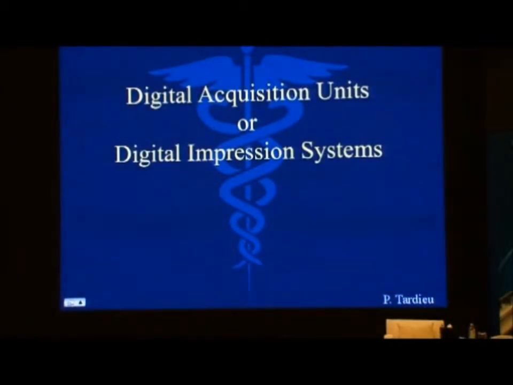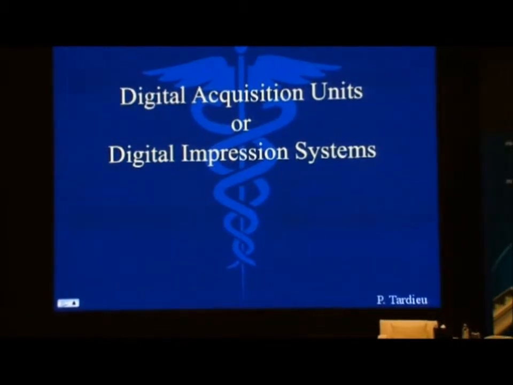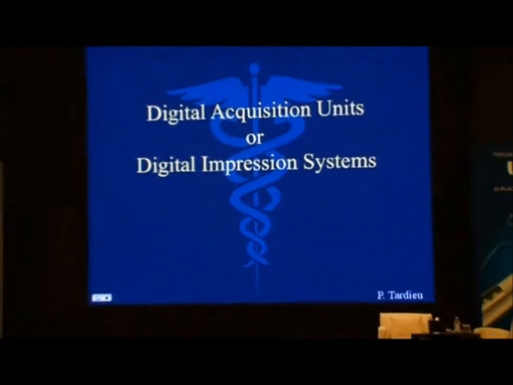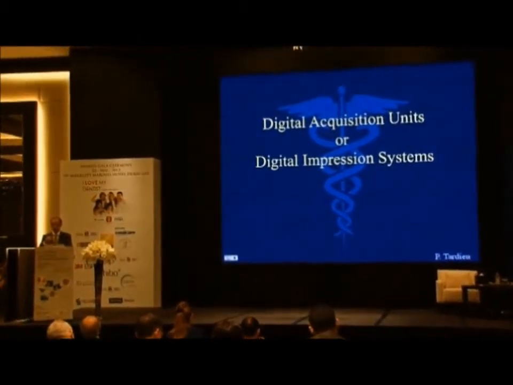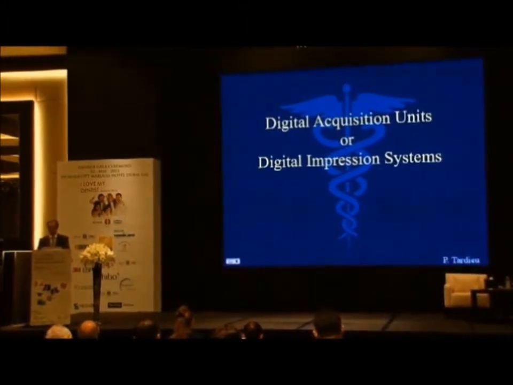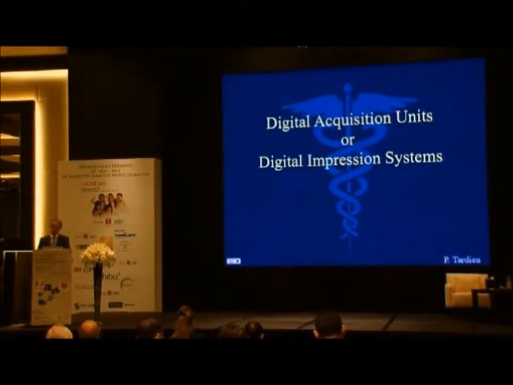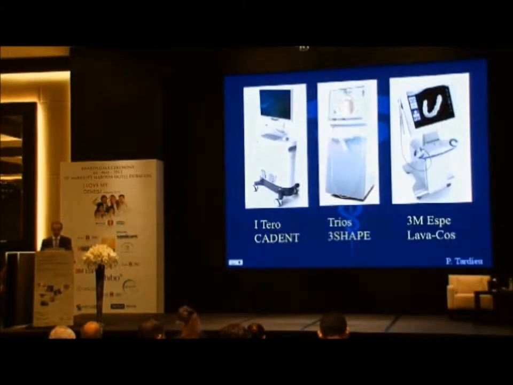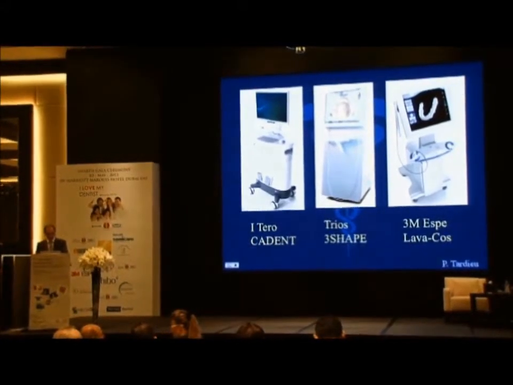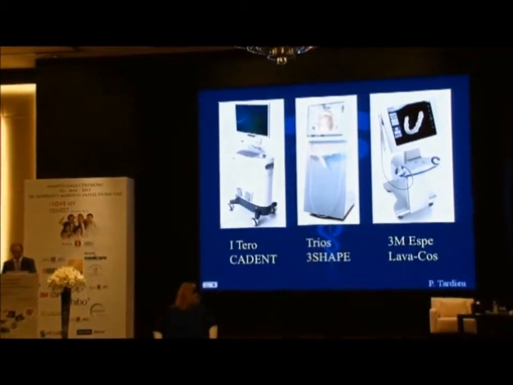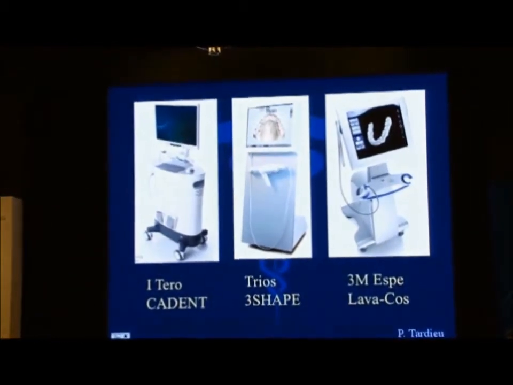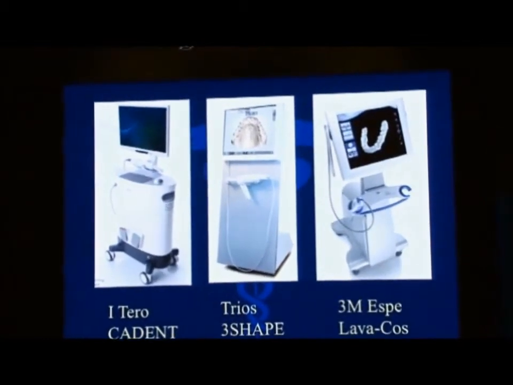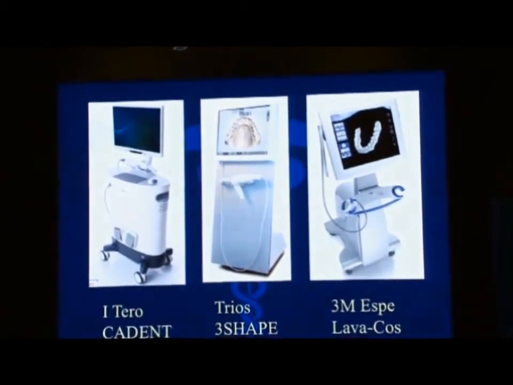Now I would like to open to you a new world. This is the world of digital acquisition units. There are several here. You will see them, and digital impression systems. This technology allows including these digital impression systems inside the program, which is called Uniguide. There are the iTero from Cadent, the Trios from 3Shape, the 3M SP from Lava. I am using the Trios. I don't have the last generation, but let me show you how it works.